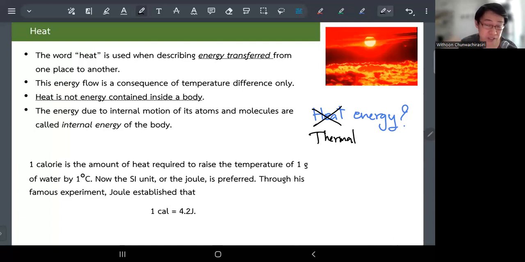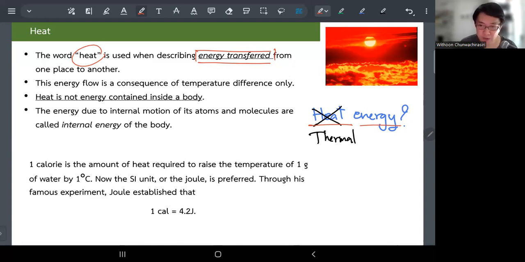The reason that heat energy doesn't work, and shouldn't work at all, is because here we go, guys. This is the key. Heat is energy transfer. So if I say heat energy, it would be the energy of energy transfer. That doesn't make sense. The key is that heat turns out to be the amount of energy that gets transferred from one place to another place. So it has some dynamics, some movement going on.